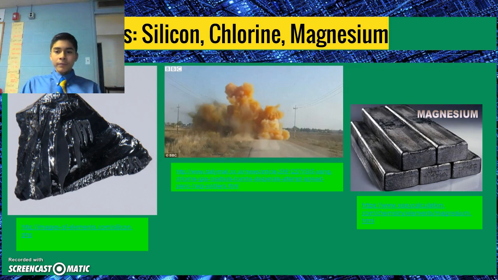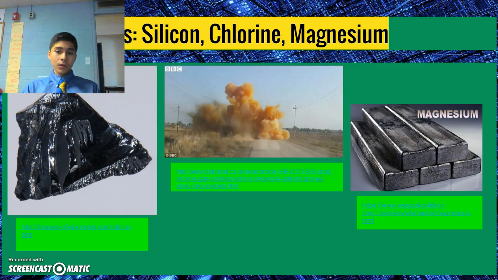But chlorine, the properties of chlorine are at room temperature, it is a gas. It is greenish yellow in color as a gas. It has a penetrating, sort of irritating odor. And it is poisonous. That's the reason you shouldn't breathe that in.